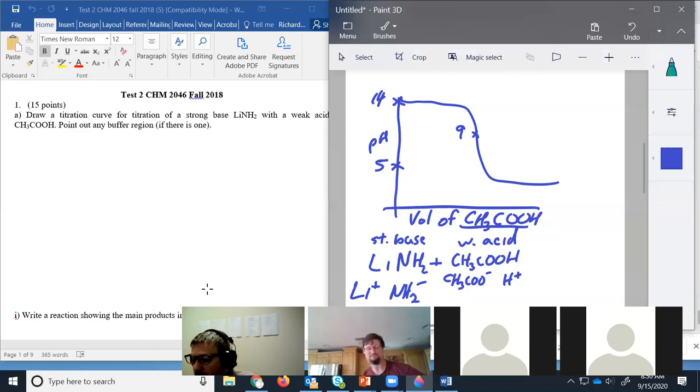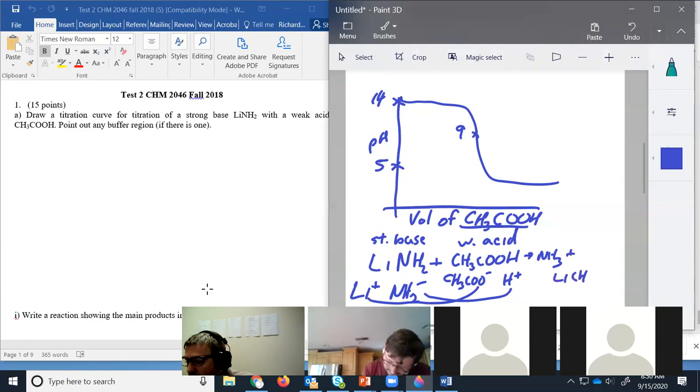So what's going to combine with what? Well, the NH2 minus will combine with the H plus, we'll get NH3. And the Li plus combines with the other one, the CH3COO minus, and gives us LiCH3COO. So that's how we know what the products are. Does anybody have any questions?